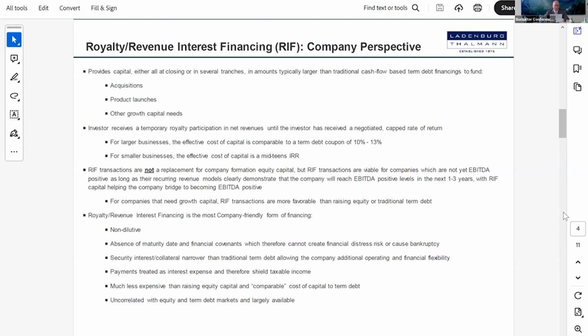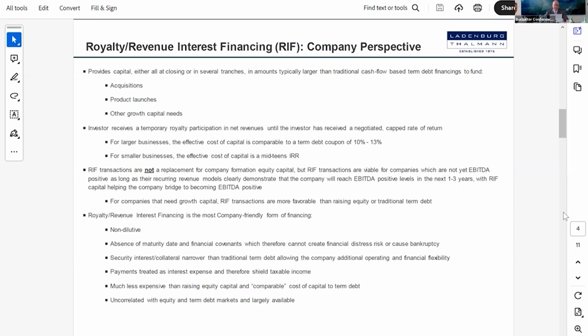And then the payments, this is actually treated for GAAP purposes as debt. So it does shield the company's taxable income from debt. It's treated under OID accounting. So it is treated as debt. So it shares the benefit that term debt has, which is that it shields taxable income.